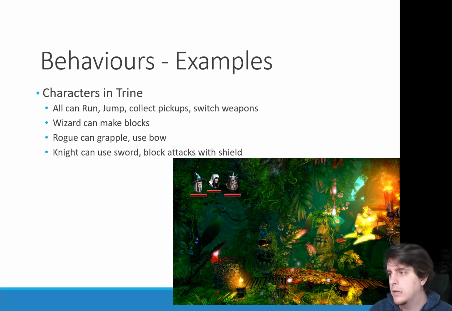So the wizard could make blocks that other characters could stand on or use to navigate different parts of the level. The rogue character had a grappling hook that allowed them to cross larger gaps. They also had a bow that gave them access to a ranged attack. The knight character had a sword, which was kind of like the melee attack in the group, and they also had a shield that let them block projectiles.